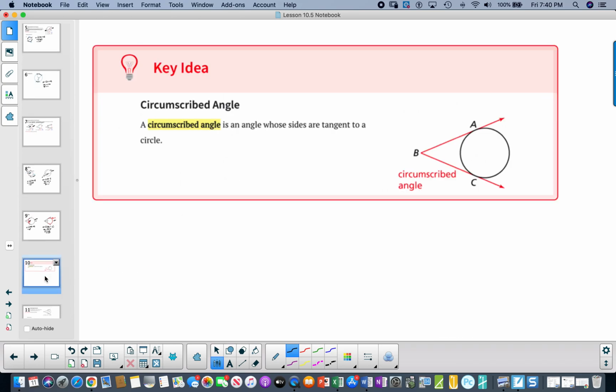Okay, our next key idea is circumscribed angle. Circumscribed, just like circumference, means the part that's outside the circle, the circle part going around it. Circumscribed means to go around the circle, but in this case it's an angle. So this angle is going around the circle, and it is a tangent. It's going to intersect here at 2 points. So we call this a circumscribed angle. And if the angle is inside, we call it an inscribed angle. And we have worked with those kind as well. But this is circumscribed.